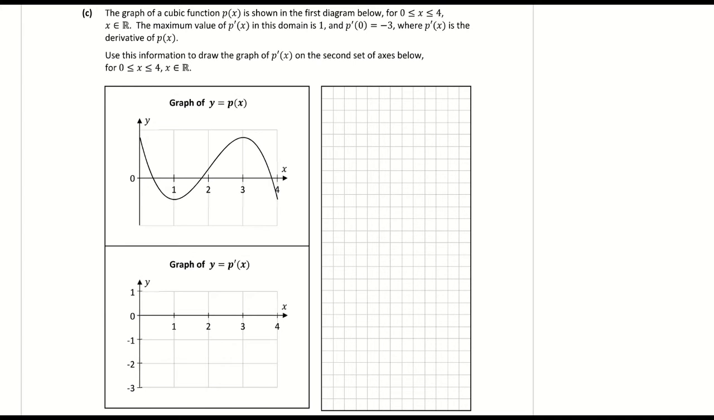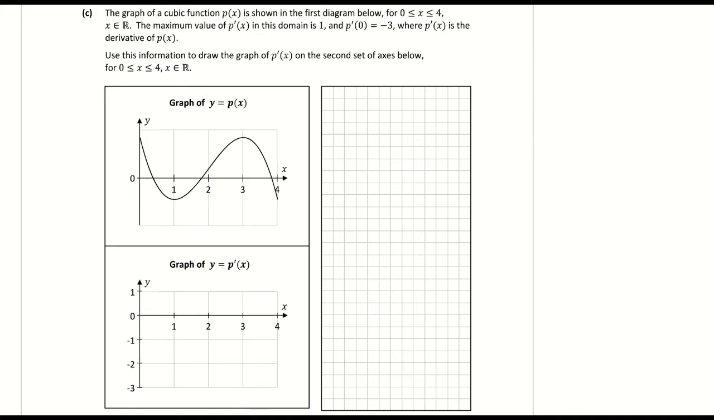Part C. The graph of a cubic function p of x is shown in the diagram below in the domain 0 to 4. The maximum value for the derivative of p in this domain is 1, and p dash of 0 is minus 3, where p dash of x is the derivative of p of x. Use the information to draw the graph of p of x in the second set of axes below in the domain 0 to 4.